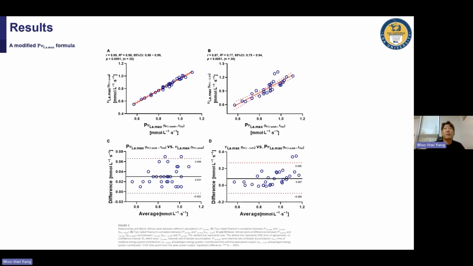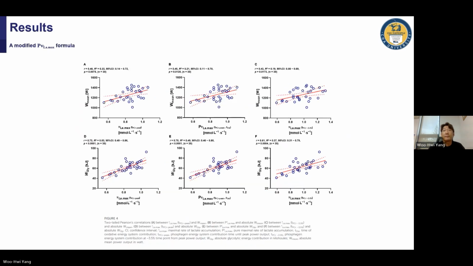We found a very strong correlation between PvLa.max and PvLa.max peak, and a high positive correlation between PvLa.max and PvLa.max 3.5. Accordingly, PvLa.max and PvLa.max peak showed lower bias and a smaller 95% limit of agreement compared to PvLa.max and PvLa.max 3.5. Furthermore, low positive correlations were observed between mean watt and all PvLa.max calculations, and moderate to high correlations between absolute glycolytic contribution and all PvLa.max calculations.